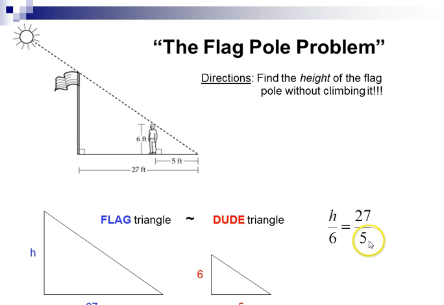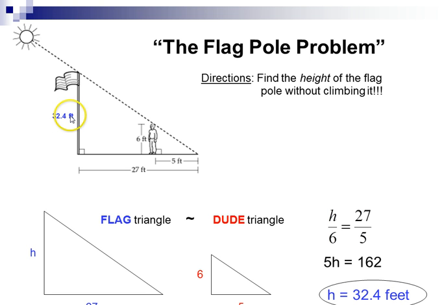Once again, we have a proportion to solve by cross multiplying. We can do 6 times 27, and we get 162. H times 5 is 5h, and then we solve this by dividing both sides by 5, and we find that the height of the flag is 32.4 feet. So 32.4 feet we put right here.